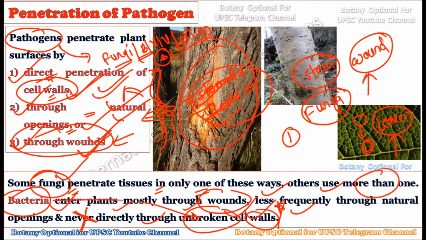They do not have this ability, and hence they cannot take that particular way. So when we talk about fungi, they may take one or two methods, and when we talk about bacteria, they will always prefer the wound, right? Sometimes the natural openings, and never the unbroken cell walls.